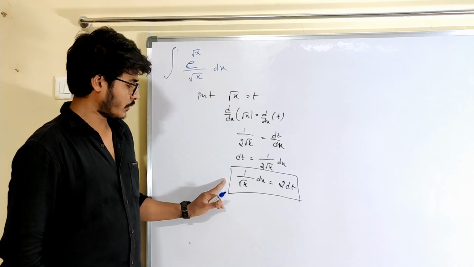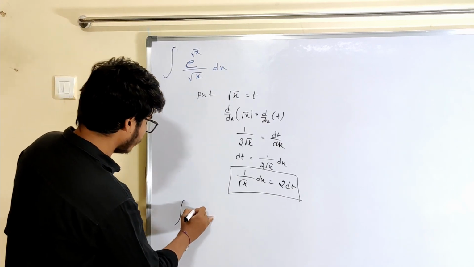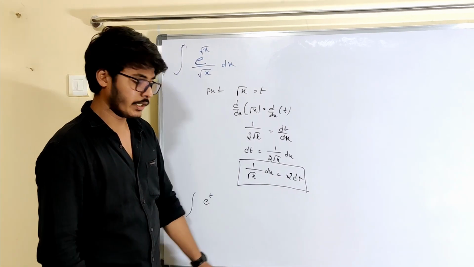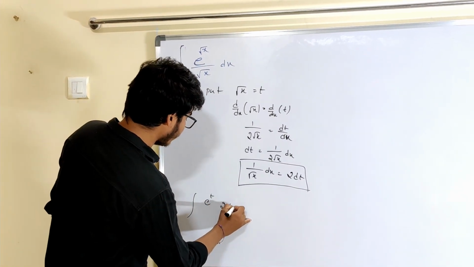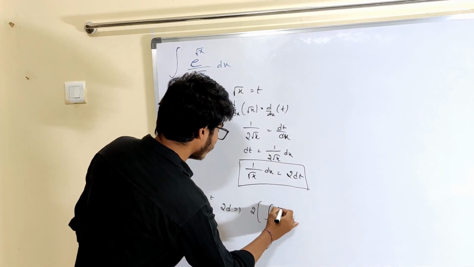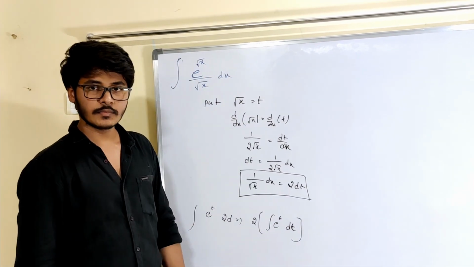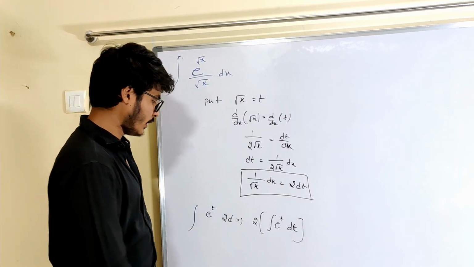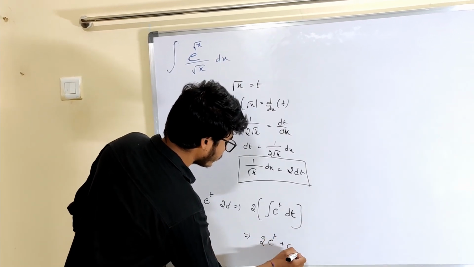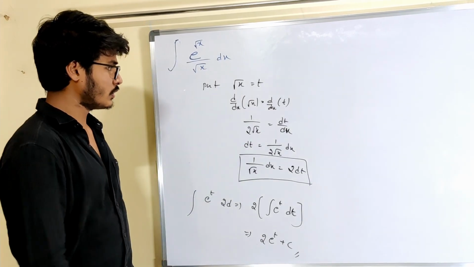Now we substitute this in the above equation. So integral root x is t, so e power t. Here 1 by root x dx is 2 dt. So e power t into 2 dt. So it can be written as 2 into integral e power t dt. We know integral e power t is e power t plus c. So 2 integral e power t is 2 into e power t plus c. This is the solution for our given question. Now we will see generalized solution for this.